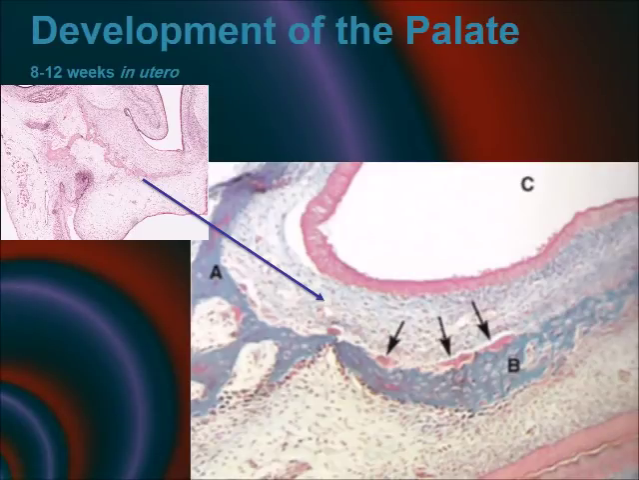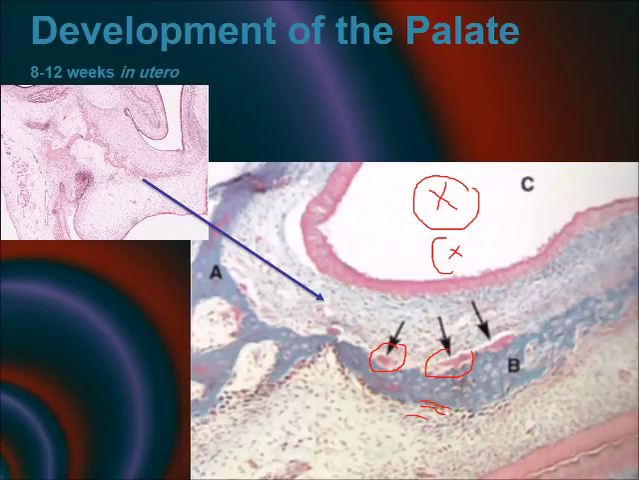During development, some spaces have to become larger or smaller, what we call the remodeling process. So at the area of the space that we need to make bigger, we can see more osteoclastic activity and osteoblastic activity on the opposing side.